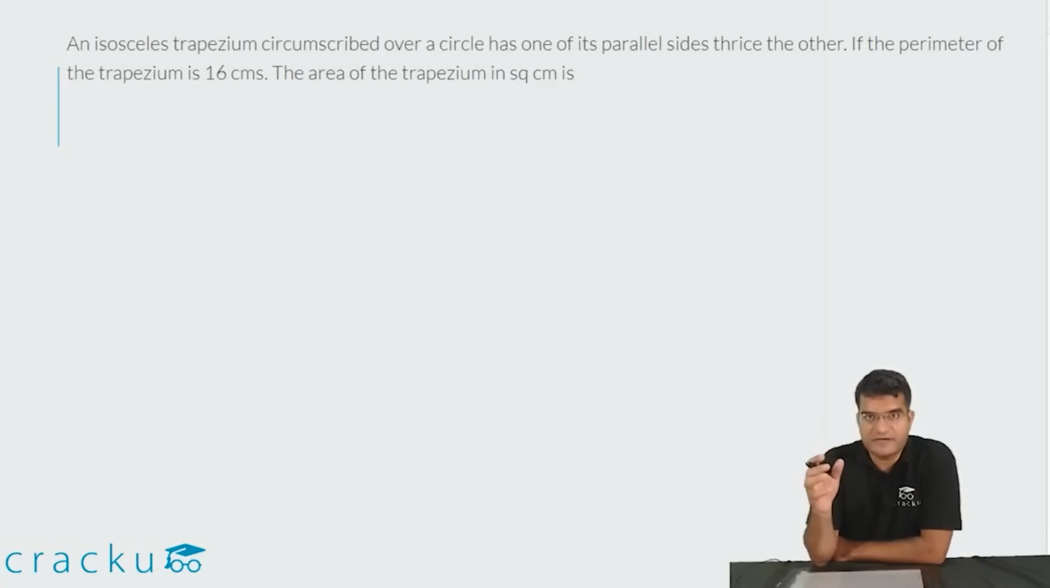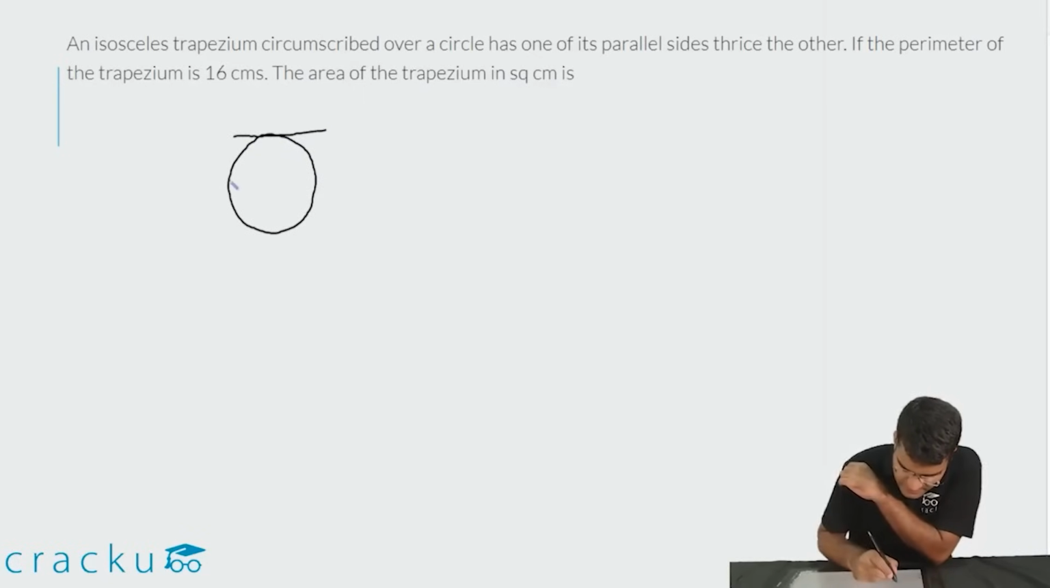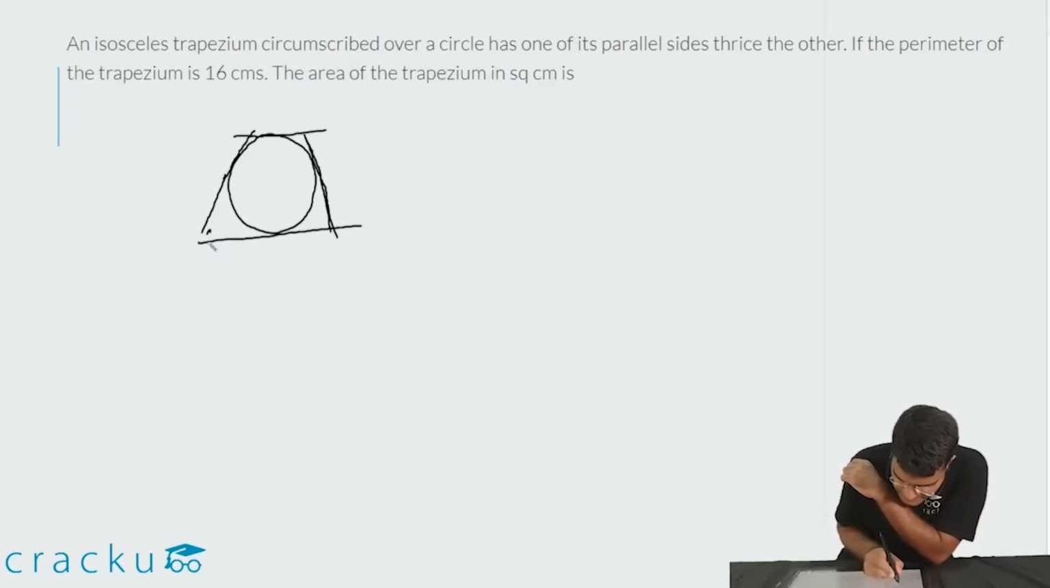For this, let us first draw the diagram of how the trapezium and the circle look. From the face of it, if we can find the lengths of all the sides of the trapezium, we should be able to find the area of the trapezium. So first let us draw a circle. Then there is a trapezium. Assume that this is the isosceles trapezium.